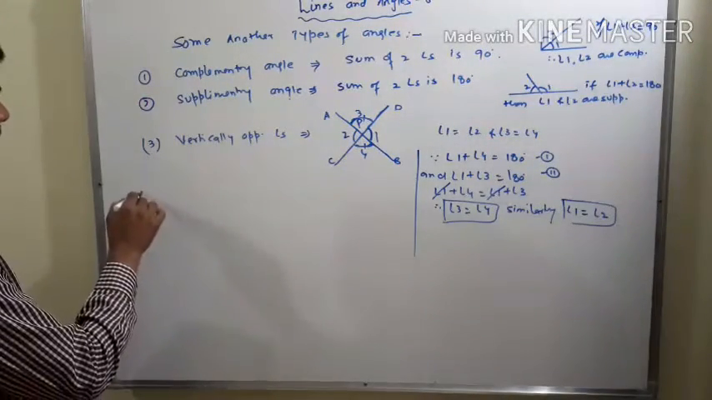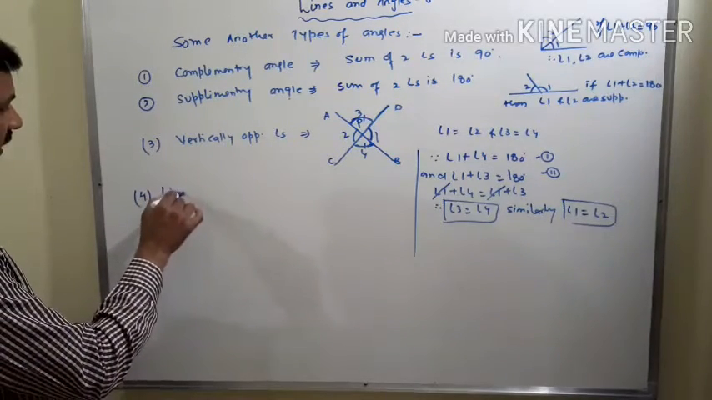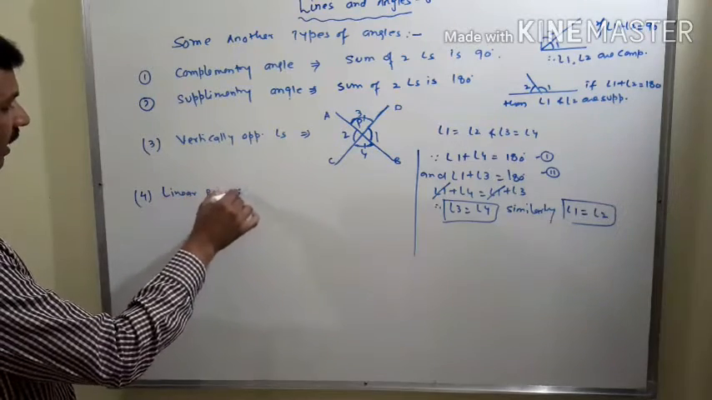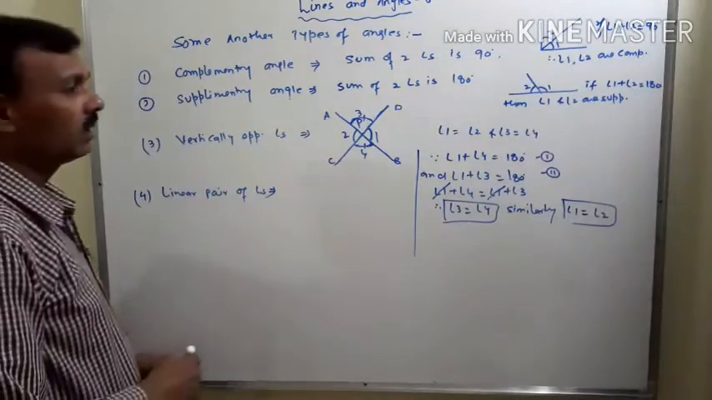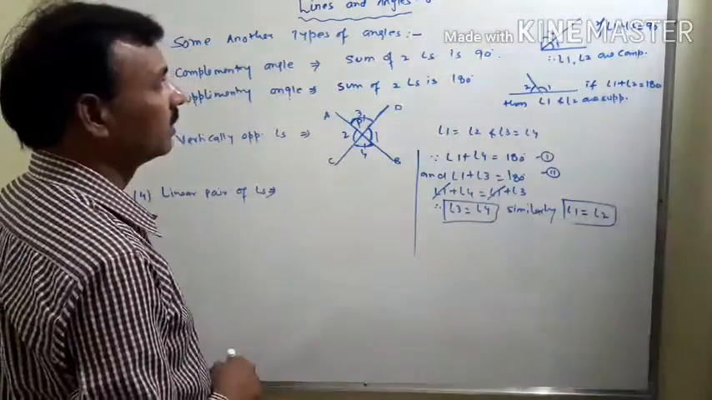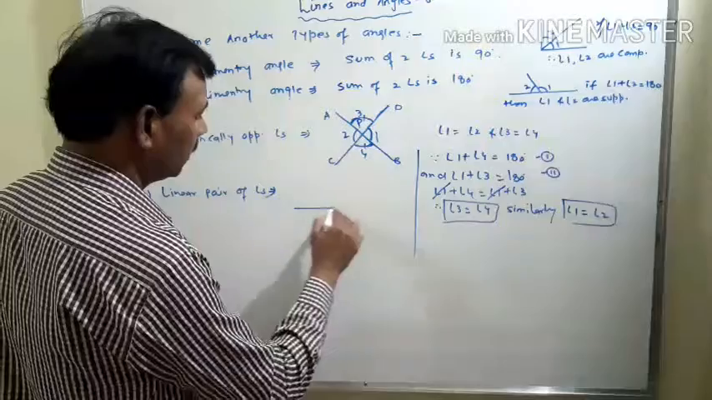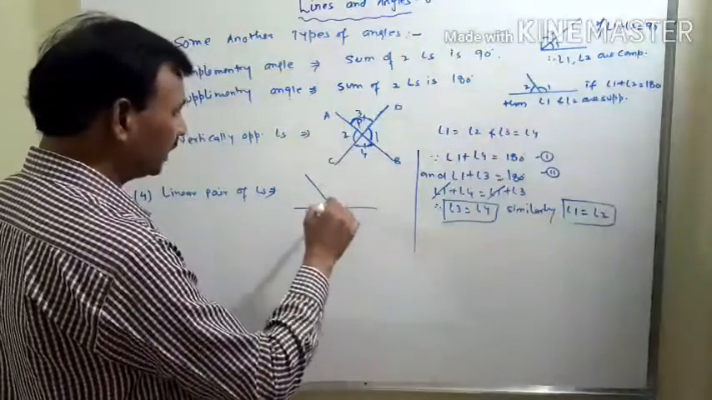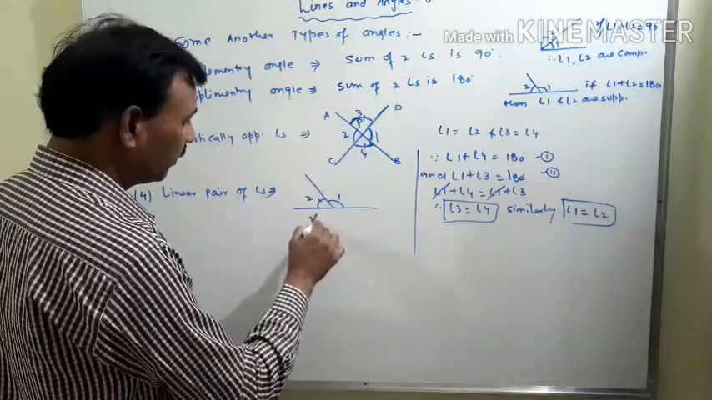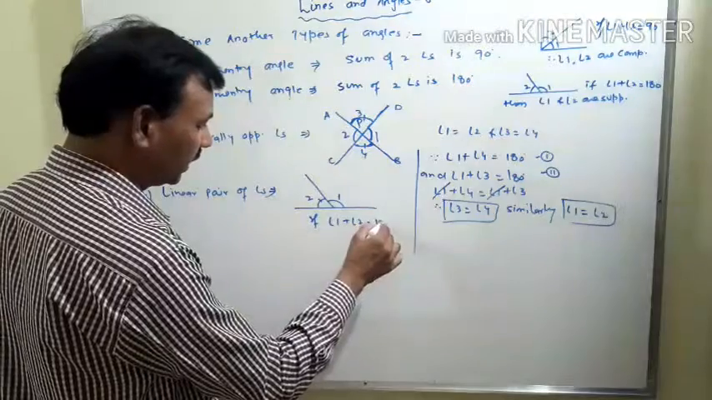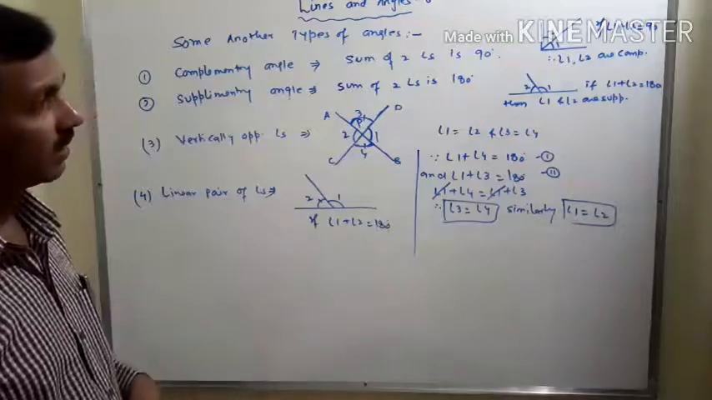Now the fourth type of angle is the linear pair of angles. Linear pair of angles is nothing but if two angles have a sum of 180 degrees, angle 1 and angle 2, if angle 1 plus angle 2 equals 180 degrees, then angle 1 and angle 2 both are a linear pair of angles.